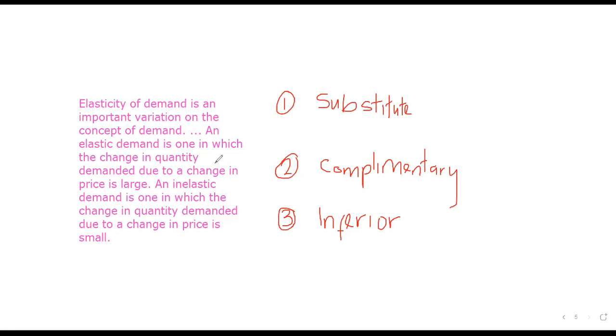Give me an example of an inferior good. Salt. When your income goes up, you stop buying salt. No, like you can't buy it in bulk, for example.